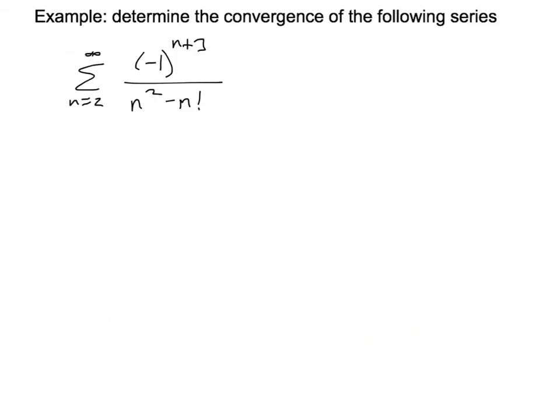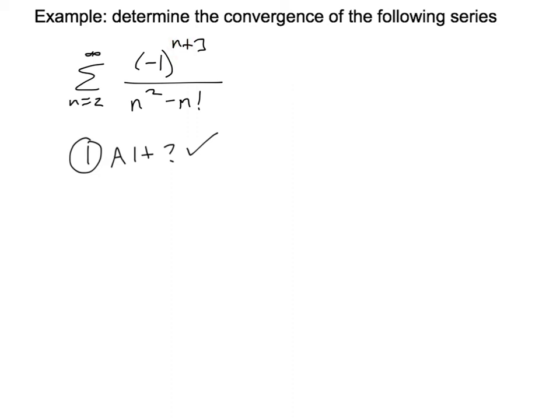So let's take a look at another example here. Step 1, is this thing alternating? Yes, it's definitely alternating. We can see that in this -1 to the n plus 3 factor in the numerator. When you plug in odd values for n, this power is going to be even, so it's positive.